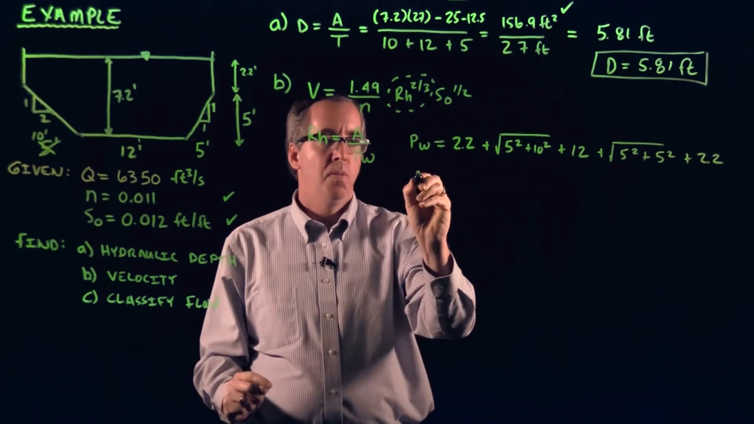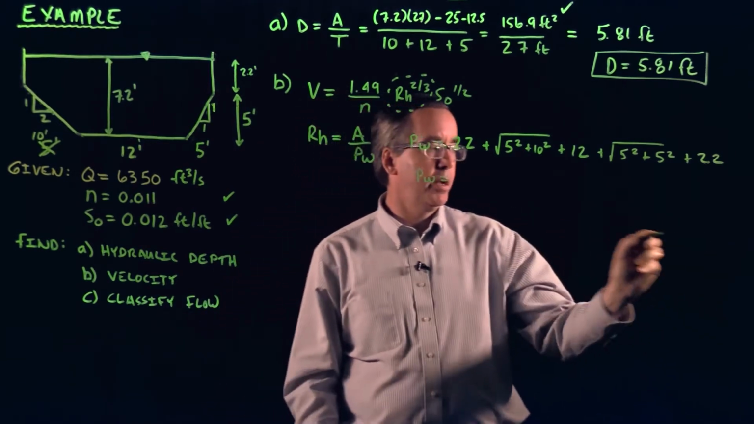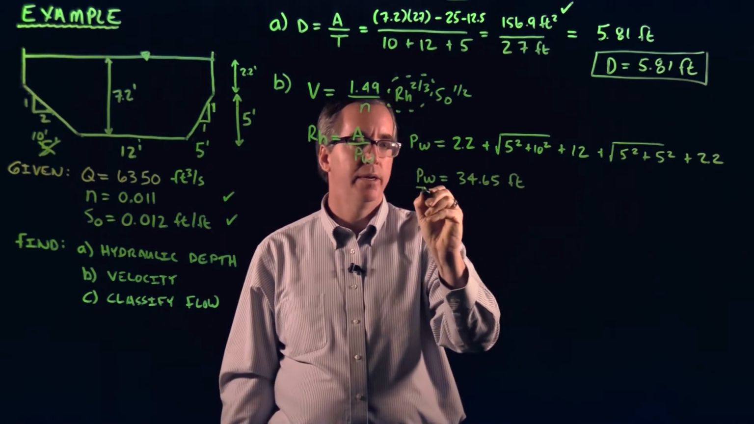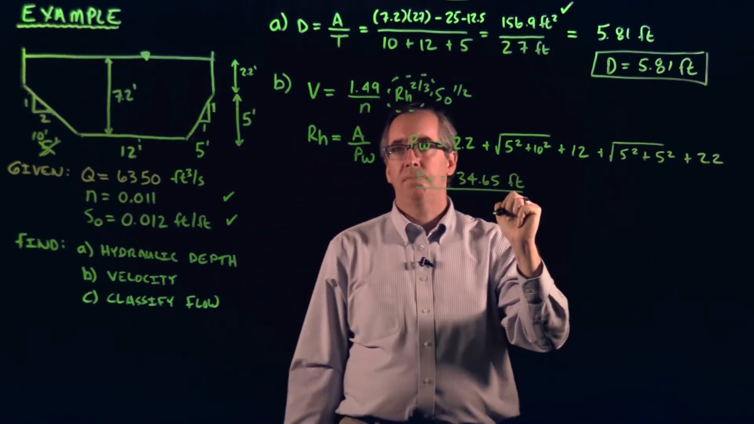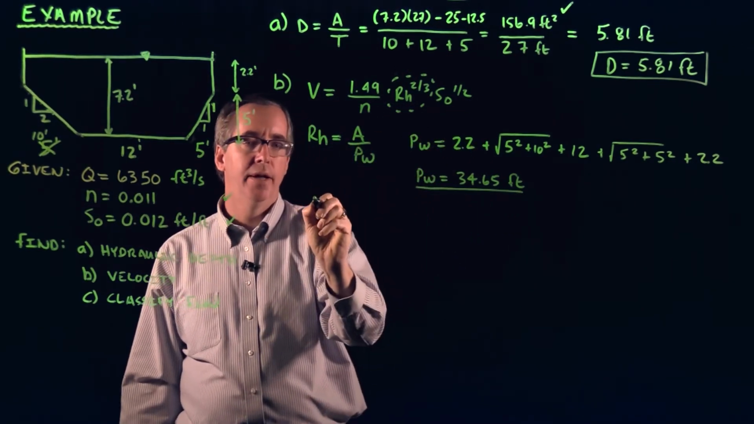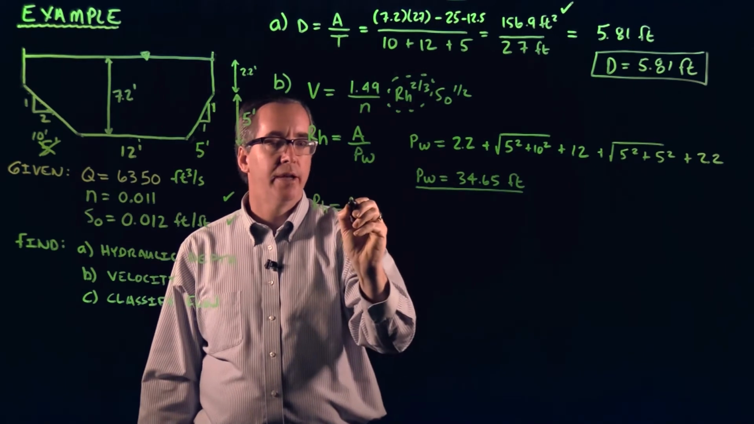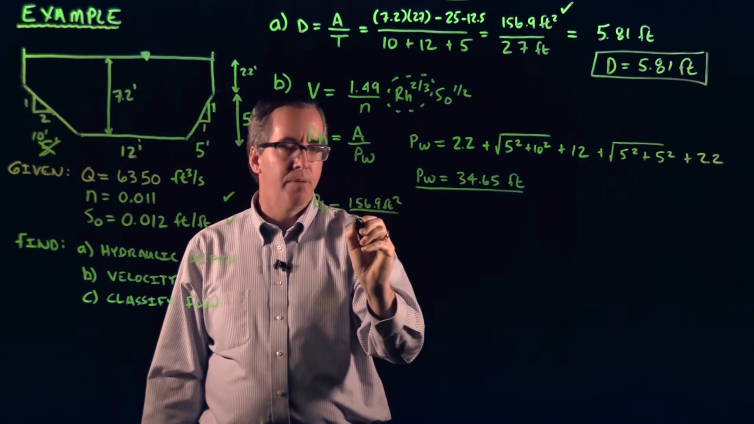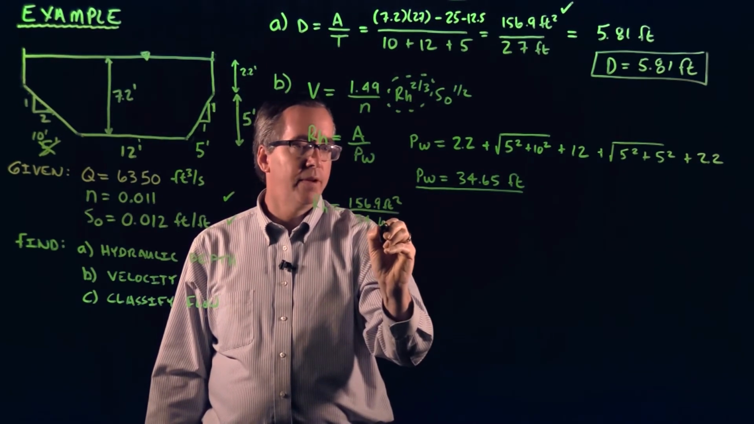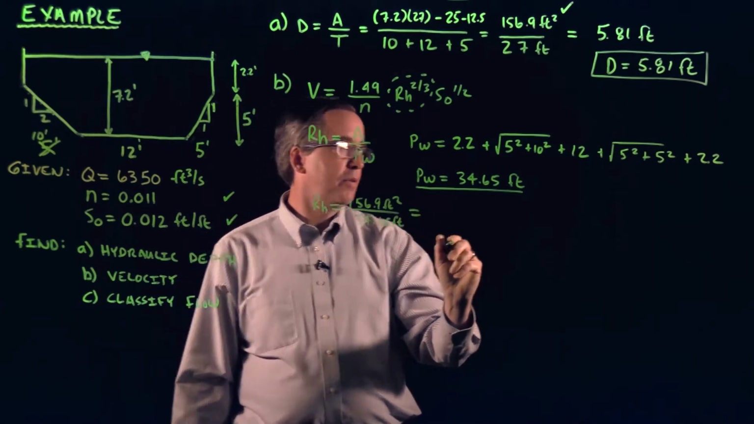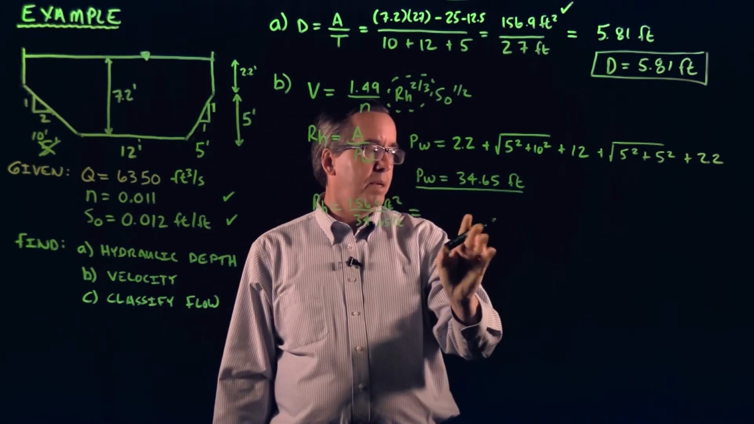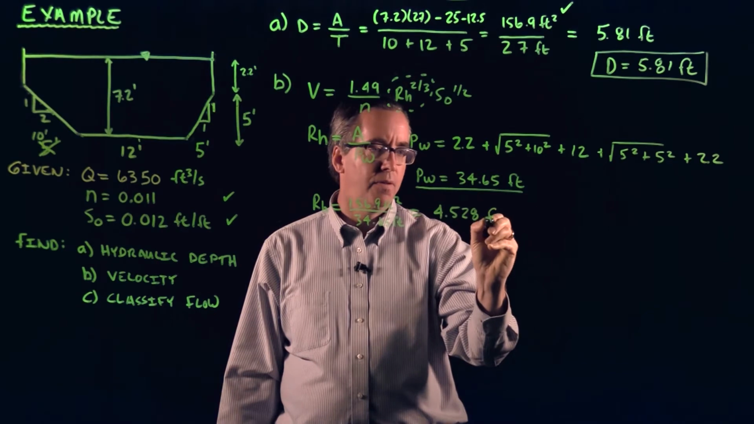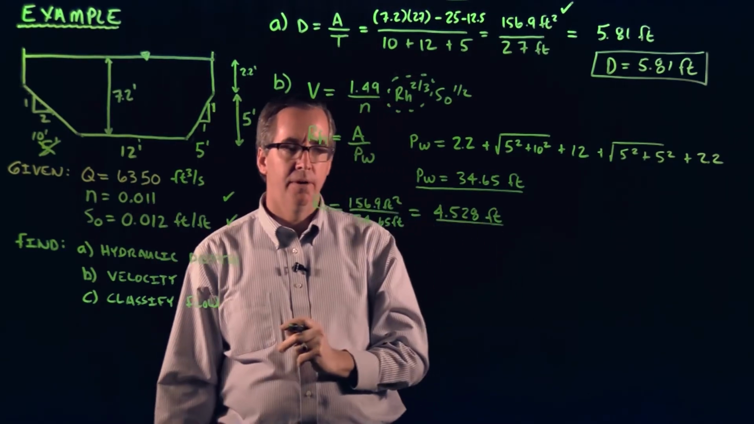When I add this up, I get that the wetted perimeter comes out to be 34.65 feet. So I'll go ahead and underline that. So I have everything I need now to calculate the hydraulic radius. I've got the area, which was calculated earlier, of 156.9 feet squared, and I know the wetted perimeter is 34.65 feet. So this gives me a hydraulic radius of 4.528. I'll carry it out a little further than I normally do, to 3 decimal places.